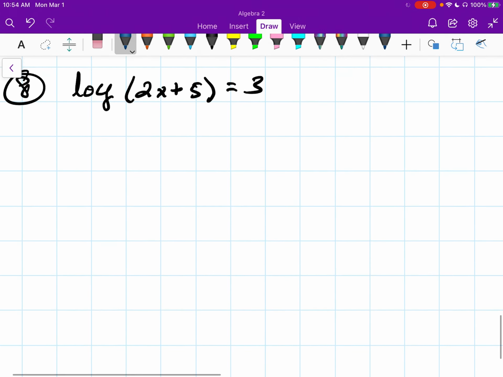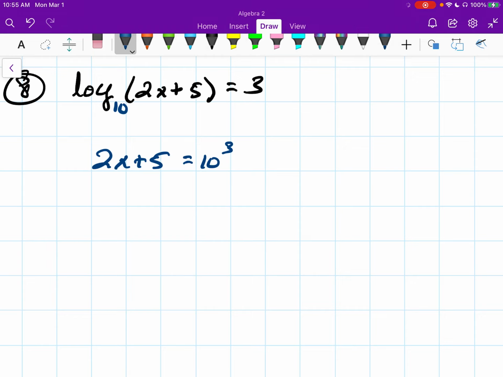Number 8. This one's a little bit easier for us. This is like a log base 10. So I'm going to be able to go straight to exponential form. I don't have to do any fancy work before then. So 2x plus 5 is 10 cubed. 10 cubed is 1,000, but that's too big for me to do numbers in my head, so I'm just going to leave it like that, and I'm going to use my calculator for this one.